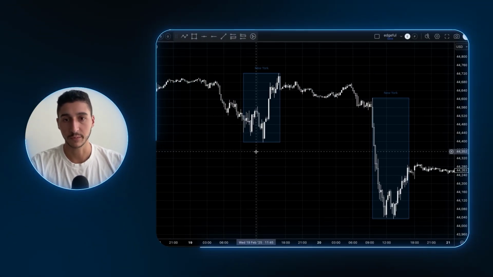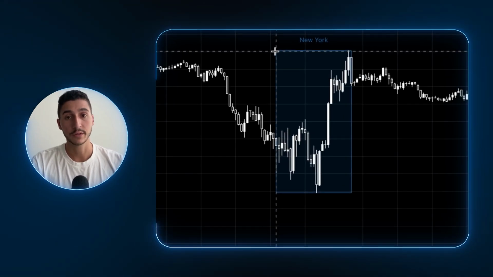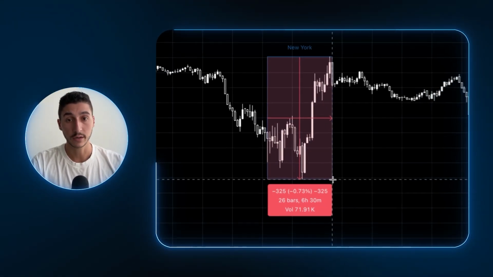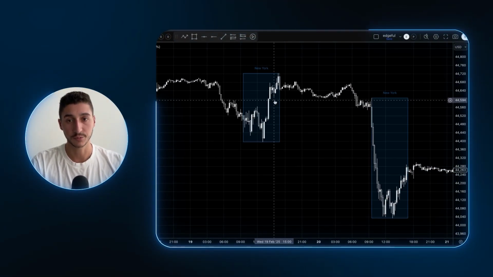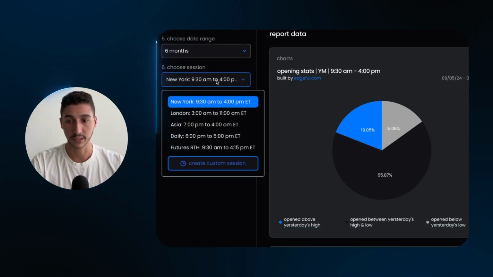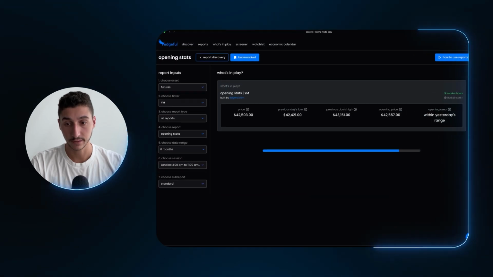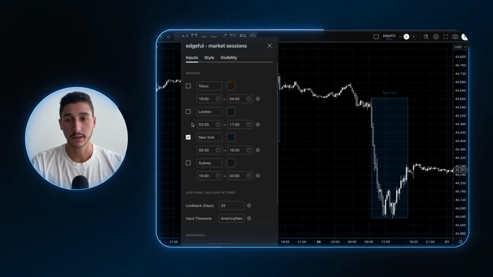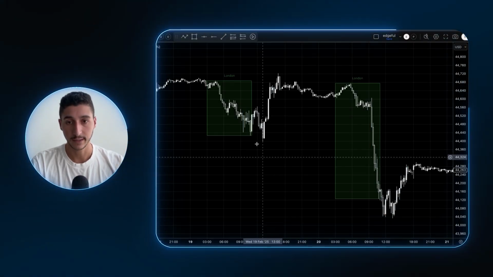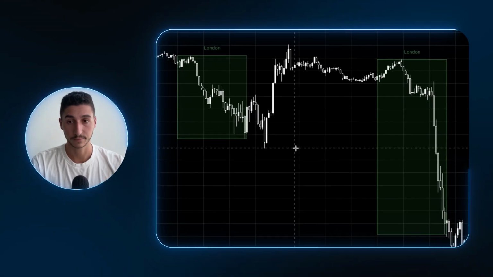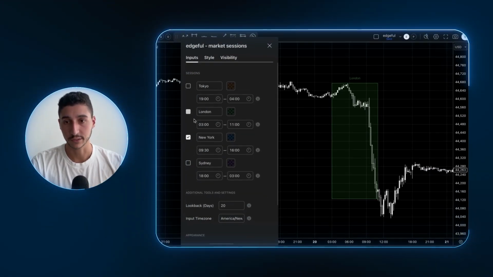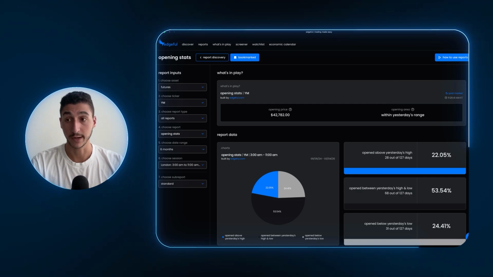So let me show you a few examples here. Really important that you know that we are looking only at the price action within these blue boxes because we're looking at the New York session here. If we were to be looking at the London session here, you would be looking at the data at these ranges here.